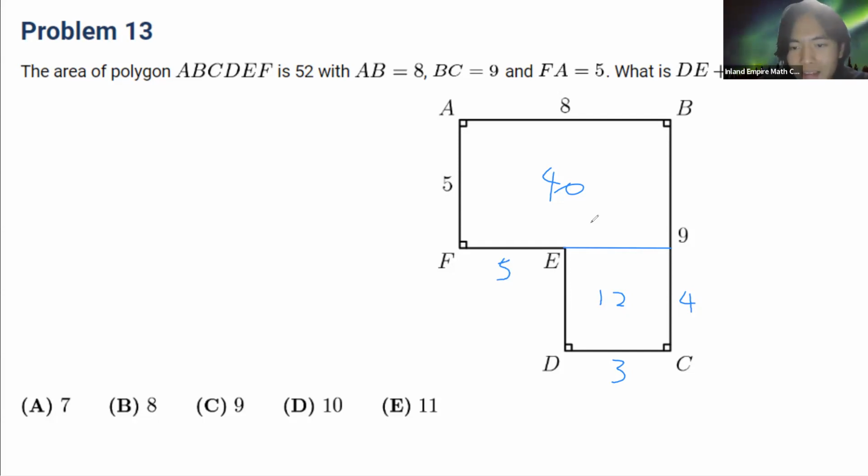Because this side has a total length of 8, as it's the opposite side of the other side of a rectangle, so they have the same length, and this here has a side length of 3, then that means this side here must have a side length of 5. And so combining these together, you have that DE plus EF is equal to 9. So the answer would be C. Are there any questions about this problem?